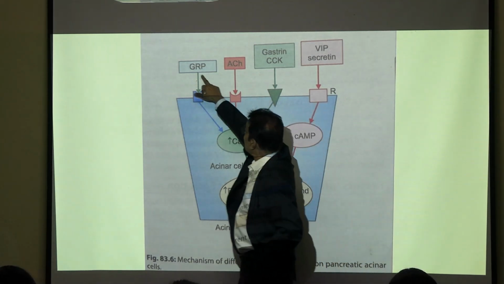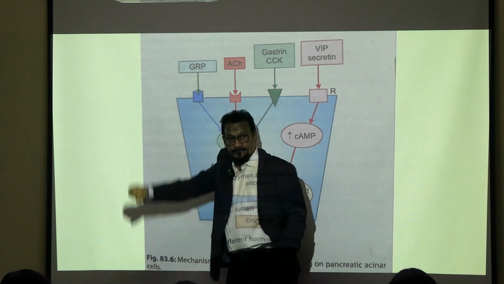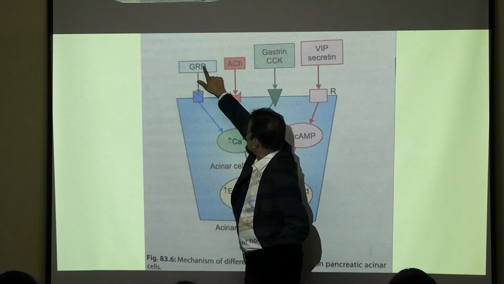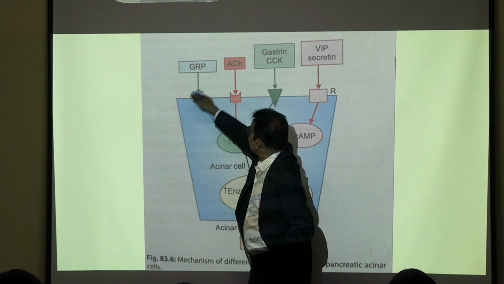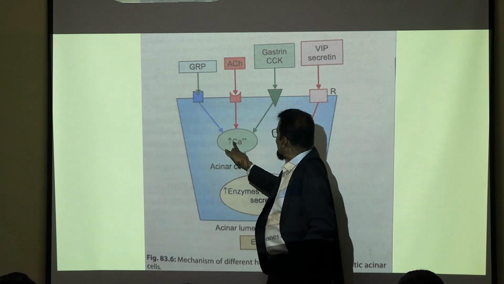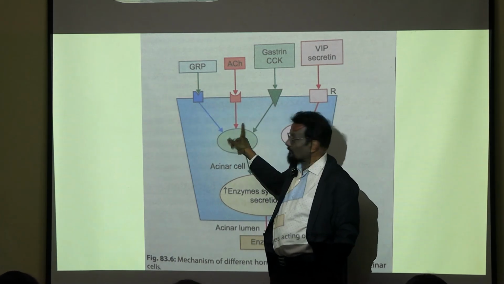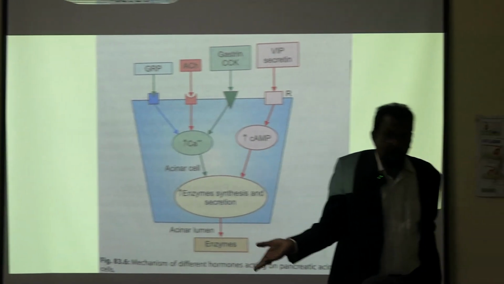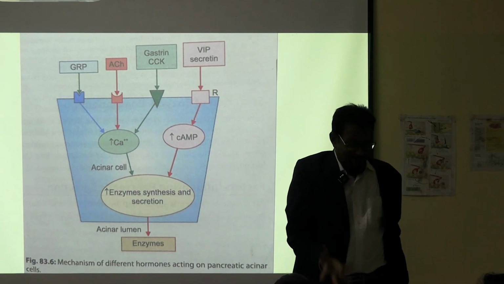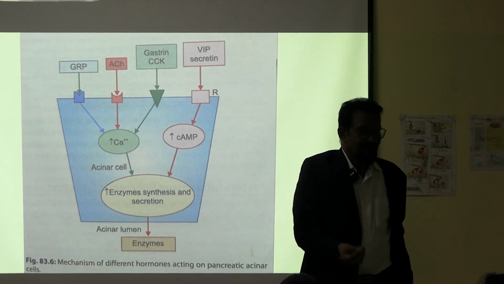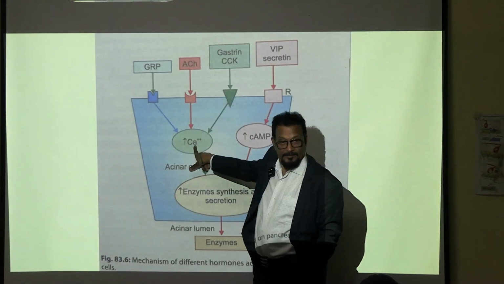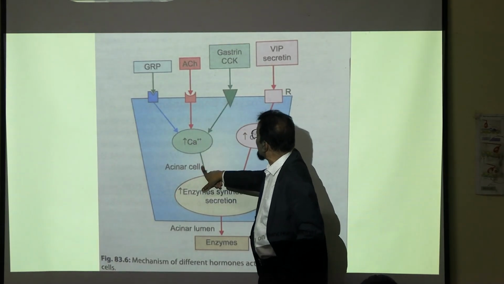One receptor is for GRP, gastrin releasing peptide. This is the local hormone secreted from the nerve endings, and when they bind with this receptor, they will stimulate release of calcium ion. They will cause release of calcium. Acetylcholine is liberated from the vagal nerve endings. We know the vagus nerve stimulates pancreatic juice formation. So there will be a lot of secretion of calcium ion.